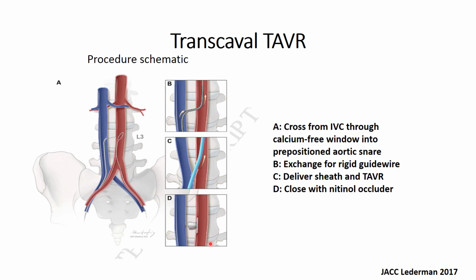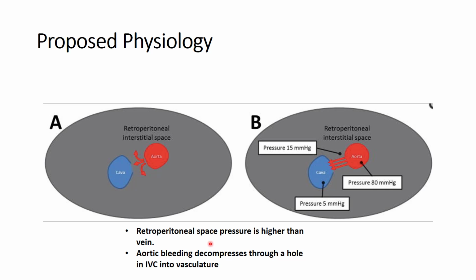And the physiology behind why it works is that your retroperitoneal space has a higher pressure. If you look here, in the aorta, imagine you have a pressure of 80, the vein pressure is 5, and usually the retroperitoneal space is 10 to 15 millimeters higher than your venous pressure. So if you create a hole between the aorta and the IVC, you're not going to bleed to death. You're just going to create a fistula. The blood is going to go from the aorta into the IVC without any major hemodynamic compromise.